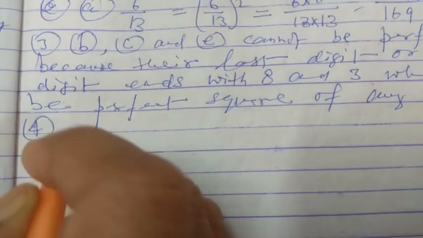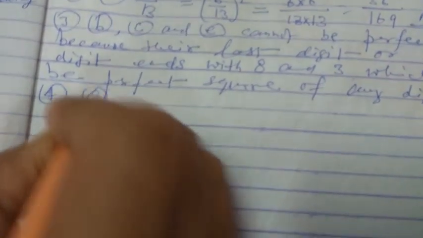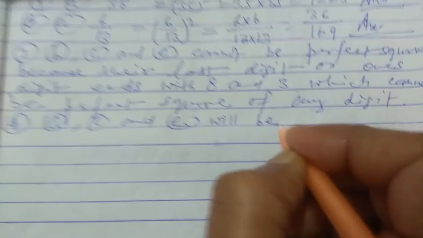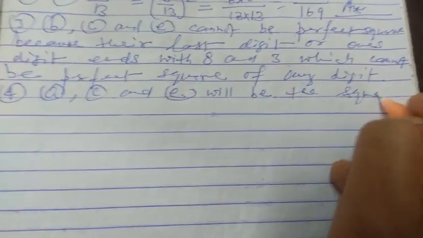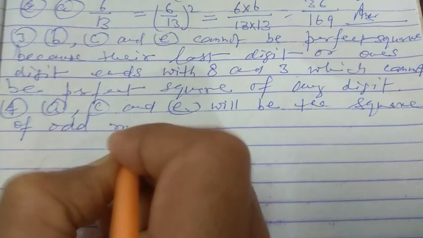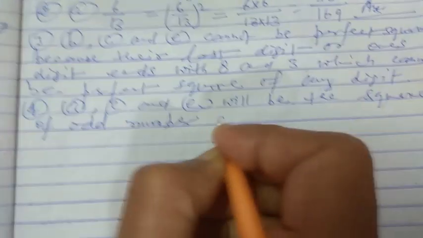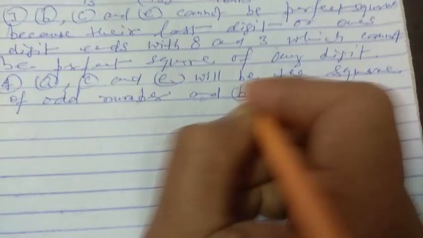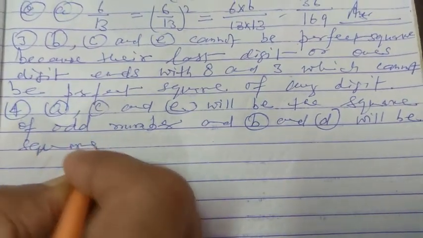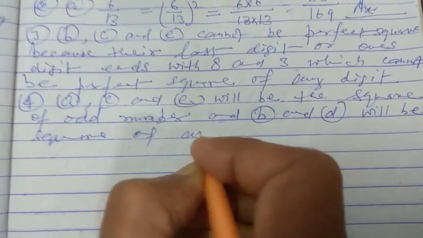So you can write, question number 4: A, C and E will be the square of odd numbers, and B and D will be the square of an even number.